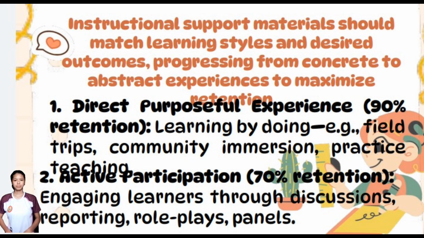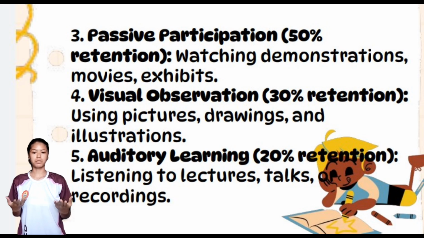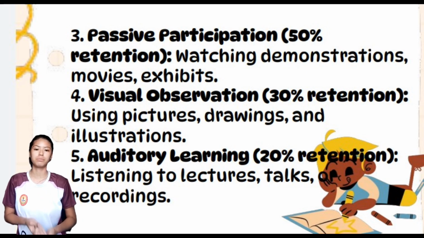So next is the active participation, the 70% retention. So students learn by actively engaging in discussions and activities with others. So for example, reporting, role-playing, debates, and panel discussions. Number 3, passive participation, the 60% retention. Students learn by watching others do the activity instead of doing it themselves. So for example, movies, demonstrations, exhibits, and performances.